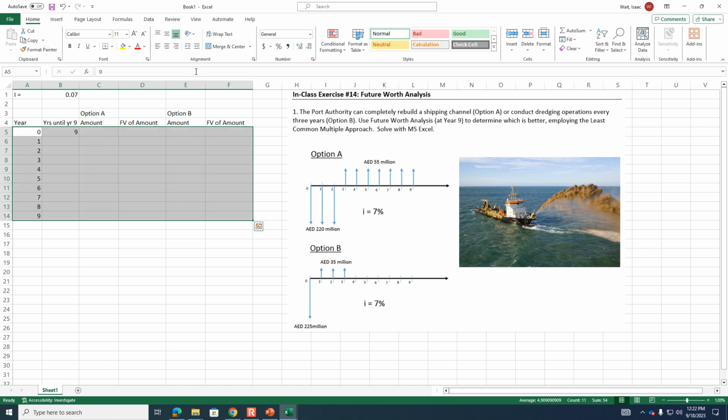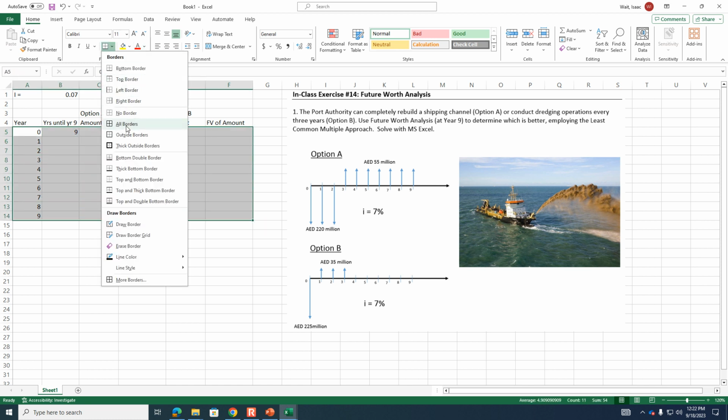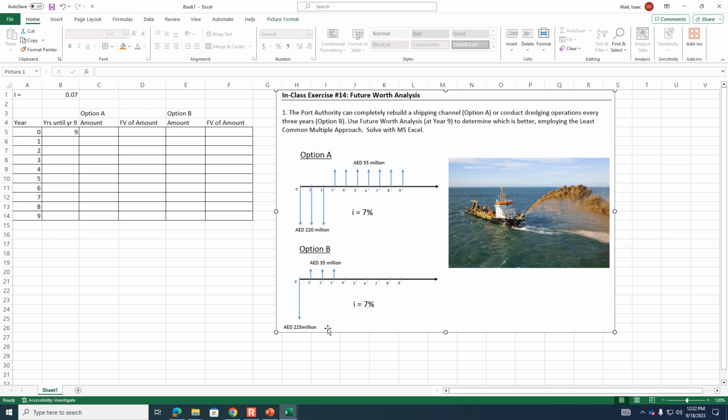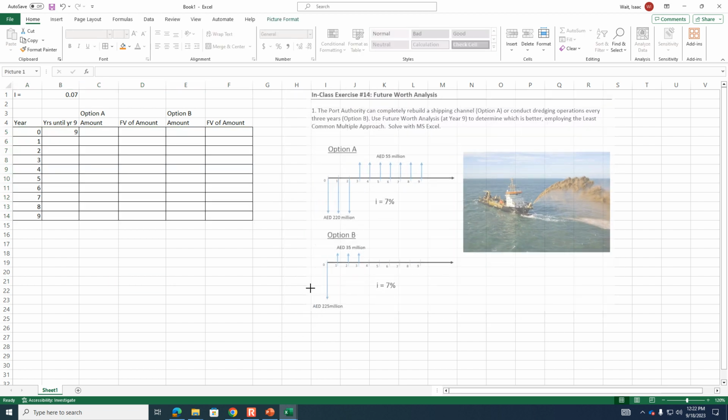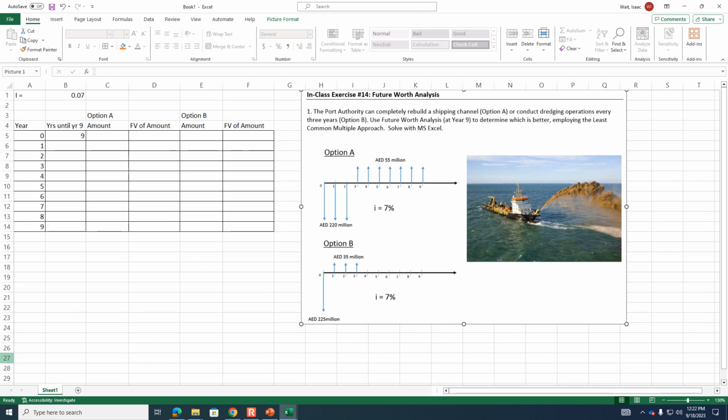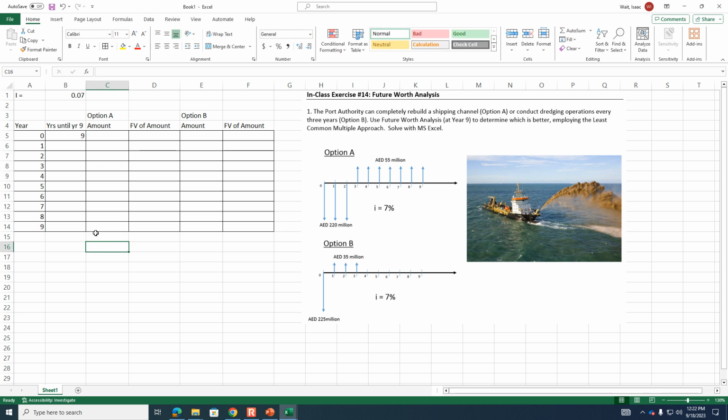If you're not sure how to set it up in Excel, I've just kind of outlined a template on the screen here that you would translate the cash flow diagram into the table. And then what we're going to look for is the total.